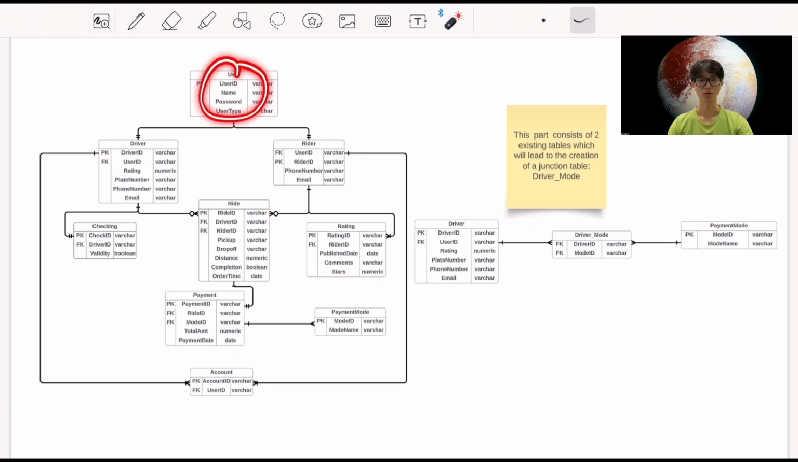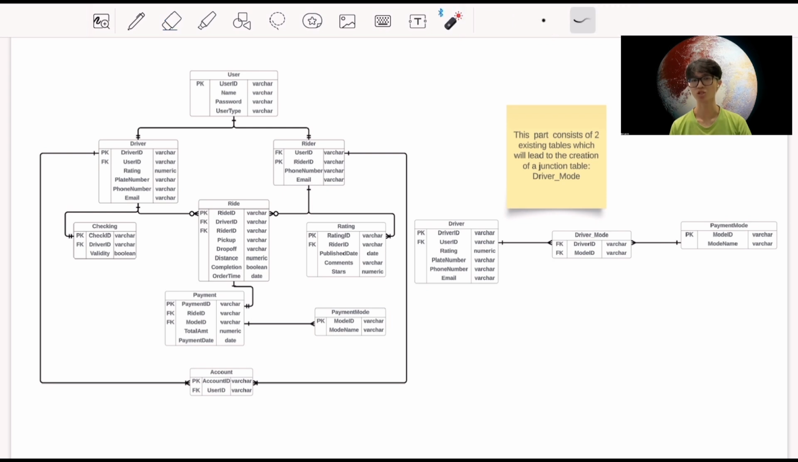Firstly is the user table. User table acts as a parent table with a user ID that serves as a primary key, related to driver and rider tables through a user ID. Secondly, driver and rider tables. Driver and rider are extensions of the user table, representing specific user types.